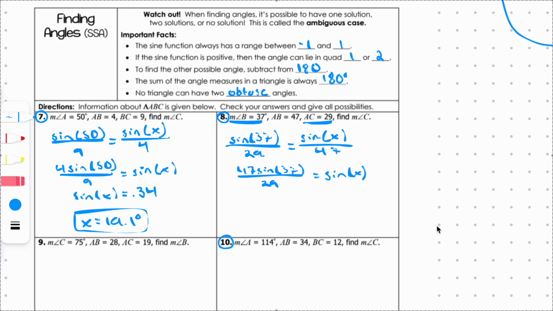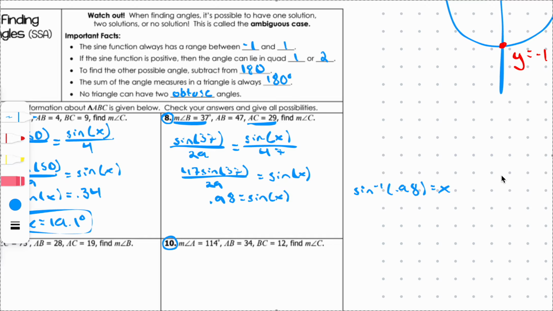So 47 times sine of 37 divided by 29 gives us roughly 0.975. So I'm going to say 0.98. 0.98 equals sine of X. And then we just take the inverse of that. So we say inverse sine of 0.98 equals X.